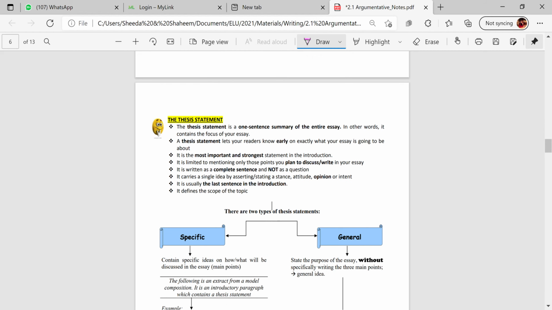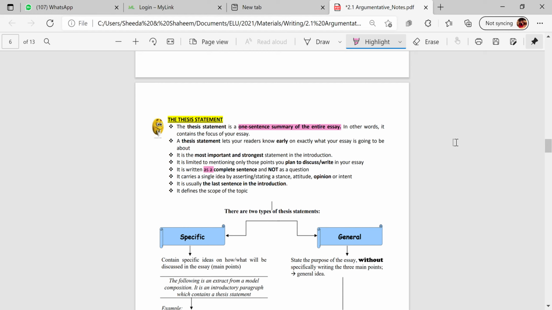Now we move on to the thesis statement. In terms of a thesis statement, do remember it is just a 1-sentence summary of the entire essay. It is just 1 sentence, not 2, not 3, but a 1-sentence summary of the entire essay. In order for you to have that 1 sentence, again, you need to generate 3 points first, in order for you to be able to summarize or indicate to the reader what your discussion is going to be all about.